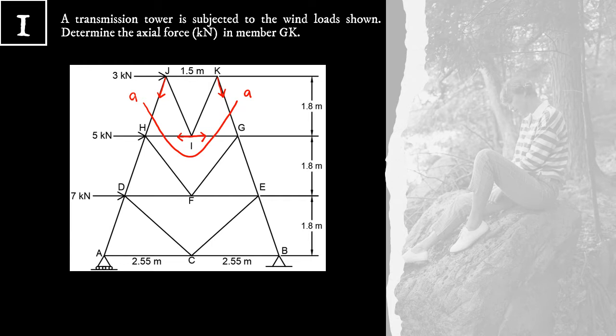Well, you'll realize that if we take moment at point H, HJ passes through point H. HI and GI also pass through point H. Therefore, these 3 forces create 0 moment about point H. Whereas GK is the only force that has a moment about point H. Therefore, by summation moment at point H equal to 0 alone, we can already solve for force GK.